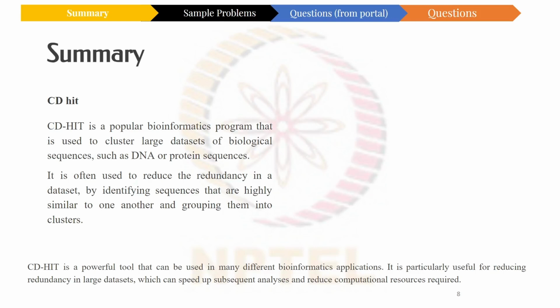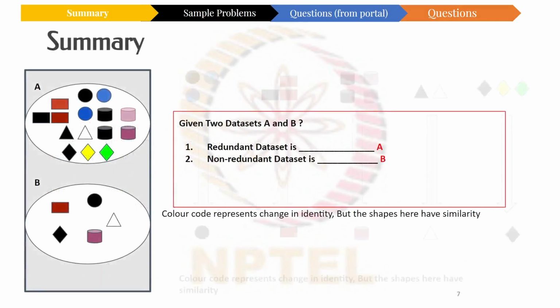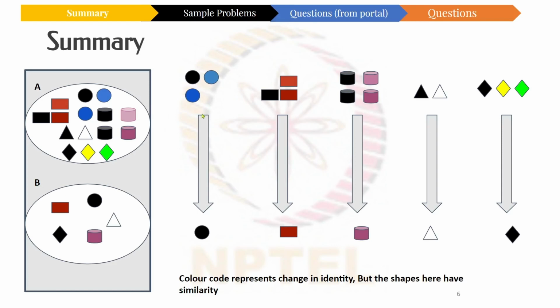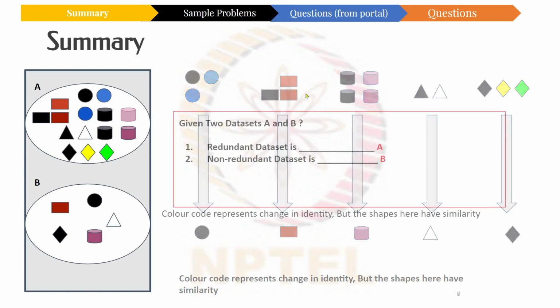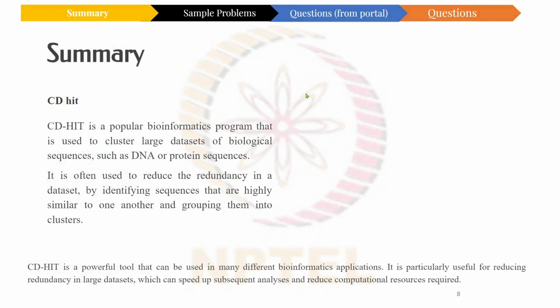CD-HIT works by identifying a group of sequences that share a high degree of sequence similarity and clustering them together. So this is what we did in our previous example. We found what shares high similarity, then we clustered them together. Then it emerges with a single representative sequence from each cluster. So CD-HIT can be useful in many applications, such as identifying homologous genes across species, reducing redundancy in large data sets, and identifying potential functional domains within protein sequences.